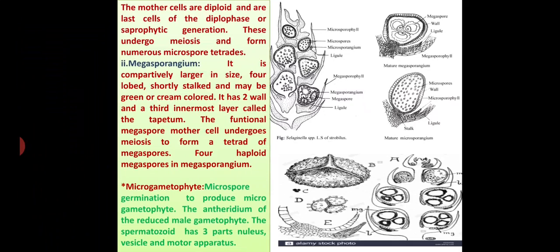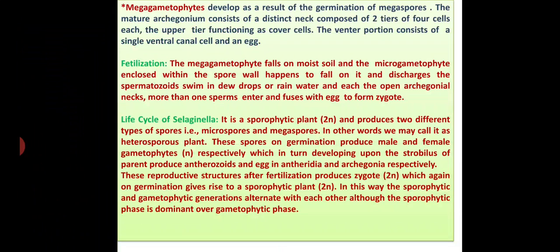Then we discuss the microgametophyte. Microspores germinate to produce the microgametophyte. In the antheridium of the reduced male gametophyte, the spermatozoid has three parts: nucleus, vesicle and motor apparatus. Then the megagametophyte. It develops as a result of germination of megaspores. The mature archegonium consists of a distinct neck composed of two tiers of four cells each. The upper tier functions as cover cells. The venter portion consists of a single ventral canal cell and an egg cell.